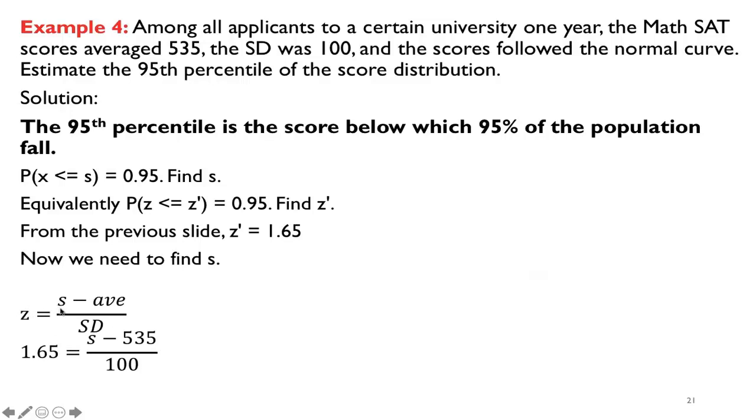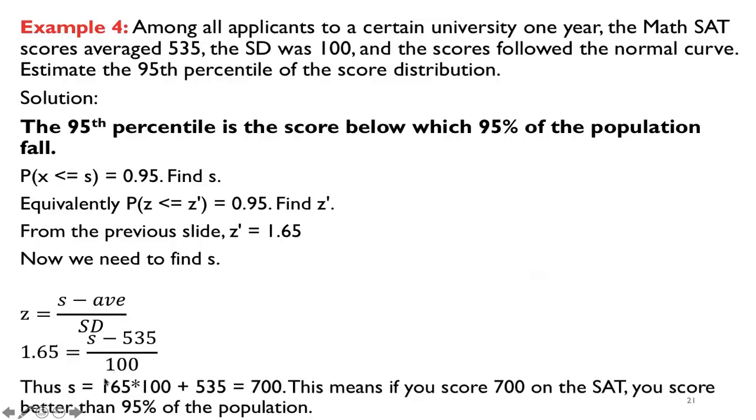Before I had the s score and I was looking for z, but now I have the z score, which is 1.65. I'm looking for the s score in this equation, so I've got to solve for s. I can cross multiply 100 times 1.65, and then add 535 to get s. So the s must be 700. So 700 would solve this equation. That means that if you want to score better than 95% of the population, you need to score 700.